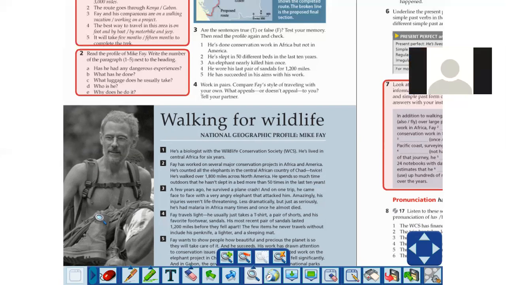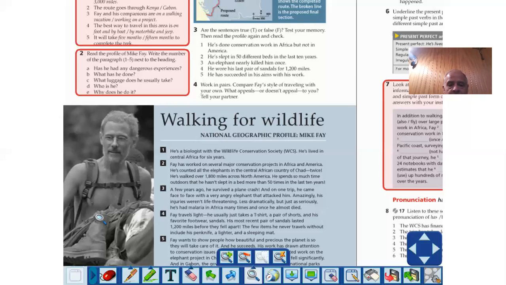What has he done? What has he done? Okay, he has worked on several major conservation projects. Yeah, okay. A few years ago, he survived a plane crash, and on one trip, he came face to face with a very angry elephant that attacked him. Amazingly, what would be number 3 then? A. Has he had any? Yeah. Has he had any dangerous experiences?